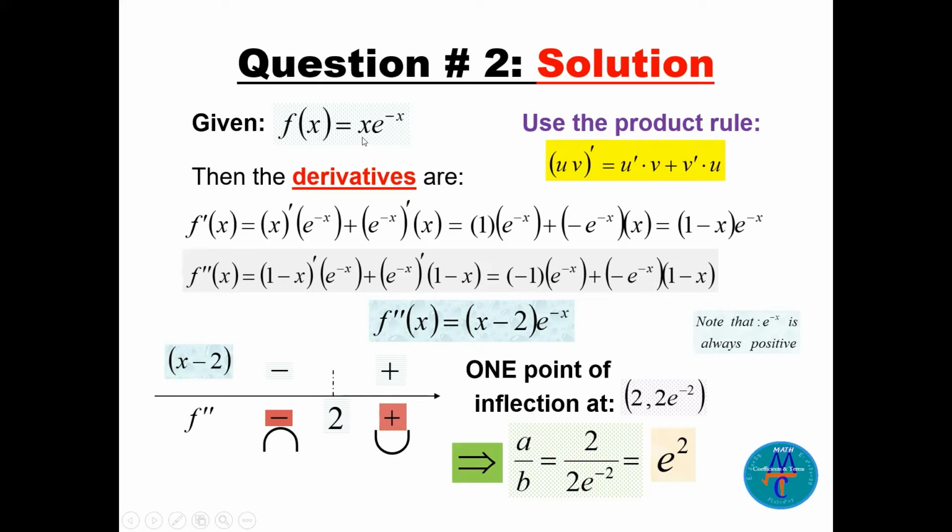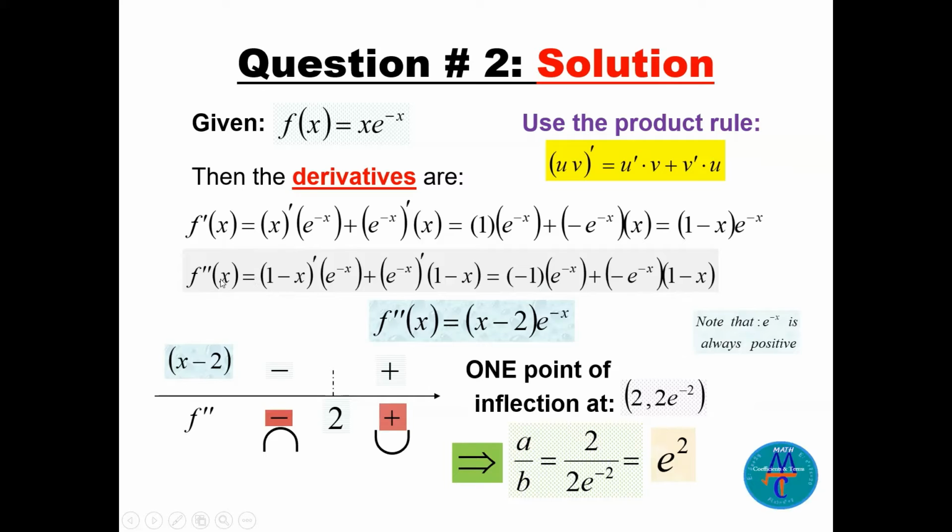Here we can notice that this function has a product, x times e to the power minus x. So for the derivative we can use the product rule, u prime v plus v prime u. The derivative of x will be 1, times e to the power minus x. The derivative of e to the power minus x will be minus e to the power minus x times x. So take e to the power minus x as a common factor. We have 1 minus x in the bracket.